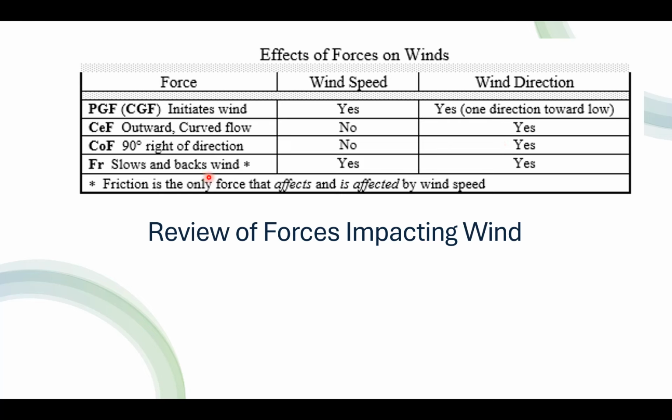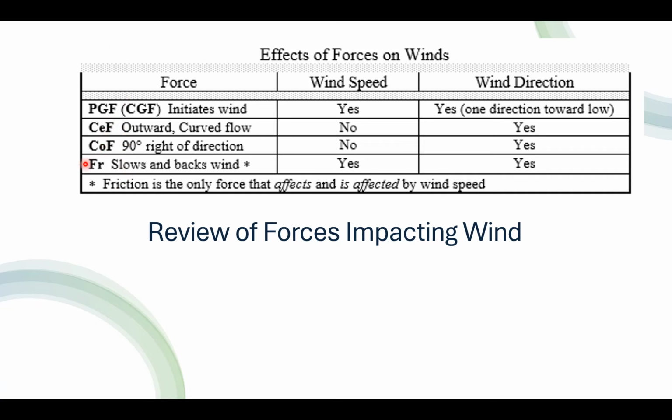And then friction slows and backs the wind. So it does impact your wind speed, it slows it down, and it does change your wind direction due to that friction. So friction is the only force that affects and is affected by wind speed. This is a nice summation table that we put together for you to get a summation of everything we covered, between pressure gradient force, contour gradient force, centrifugal force, Coriolis force, and friction.